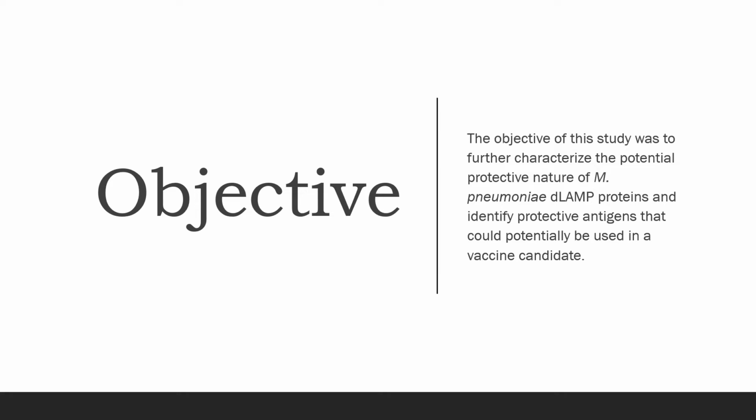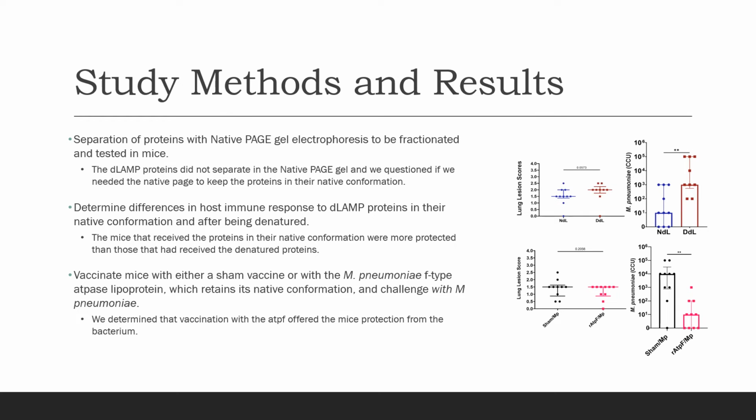The objective of this study was to characterize the potential protective nature of Mycoplasma pneumoniae delipidated LAMP proteins and to identify protective antigens that could potentially be used in a vaccine candidate. We attempted to identify protective proteins by separating them with native gel electrophoresis, which were then meant to be fractionated and tested in mice. However, these delipidated LAMP proteins did not separate in the native gel, and we questioned whether or not we needed the native gel to keep the proteins in their native conformation.